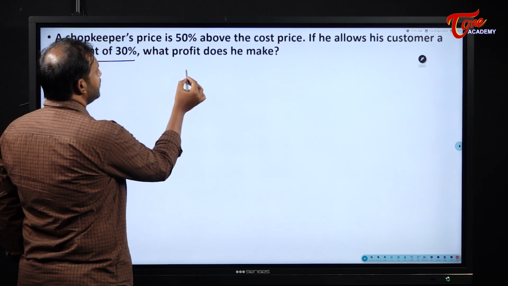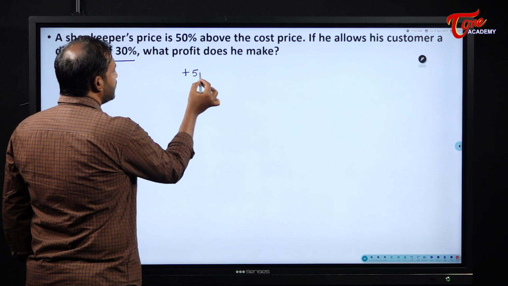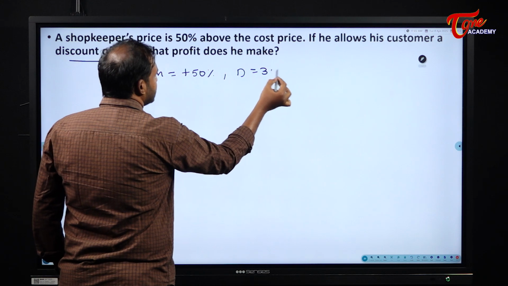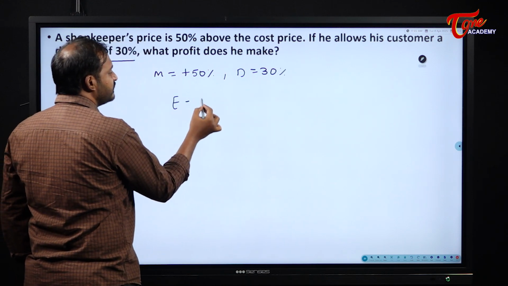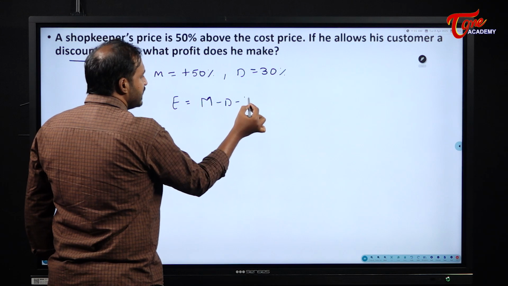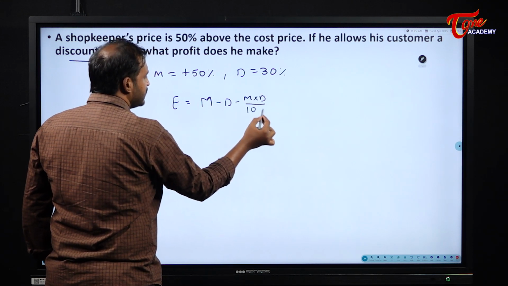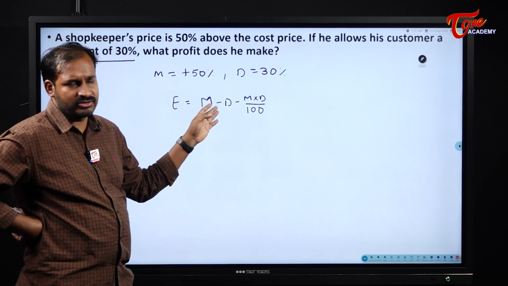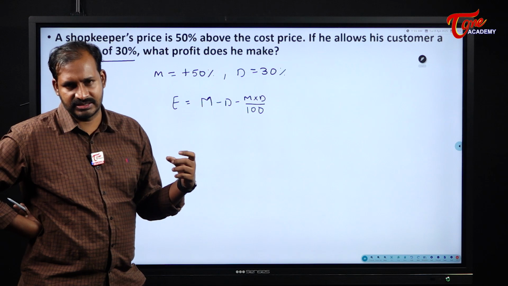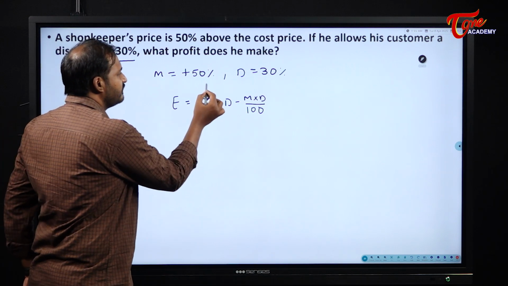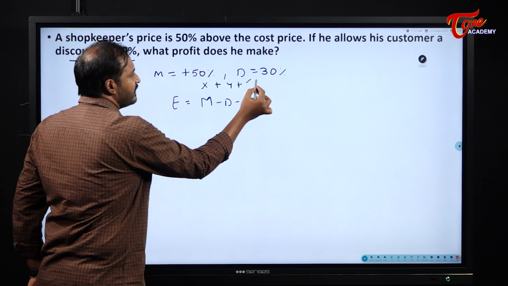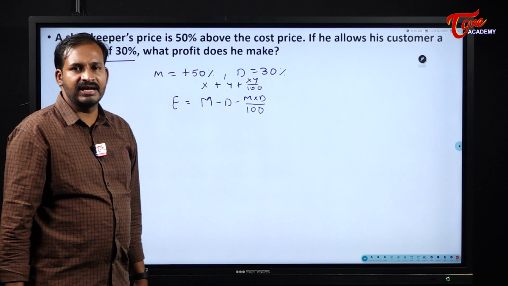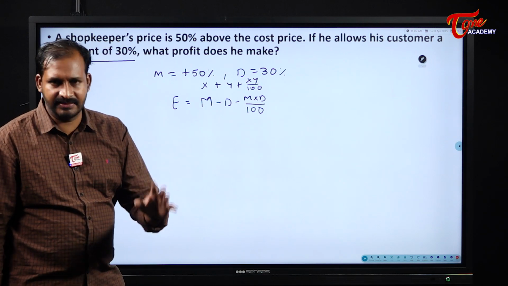Okay, initially he marked up by 50%, and then given a discount of 30%. So what is the effective change in percentage? We know M minus D minus M into D by 100. Actually, you will consider it as X and Y. Plus 50 minus 30, so we change that into markup and discount case. What actually we have is X plus Y plus XY by 100. Here you will take X value as plus 50 and Y value as minus 30 and we will try to solve it. Anyway, more or less the same thing.